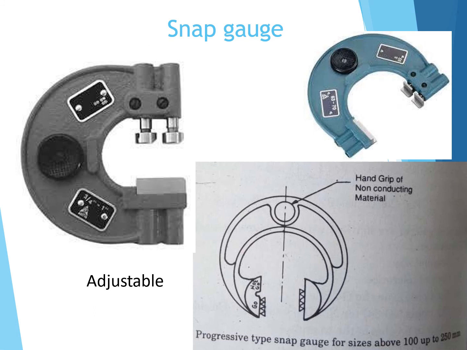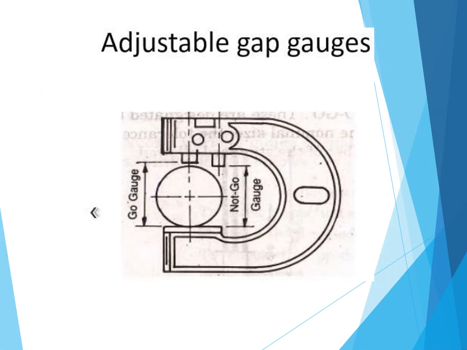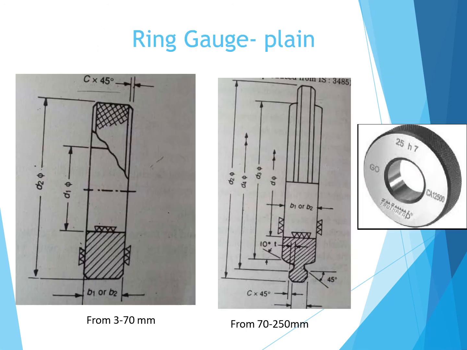You can adjust these dimensions according to the workpiece. That is, you can adjust the heights here with the nut. See here you can see the adjustment which has been done. These are called as adjustable gap gauges, where you can find out the diameter according to the adjustment.